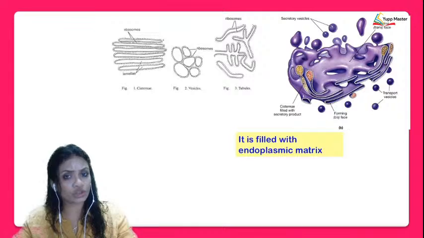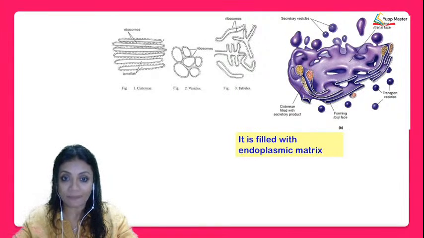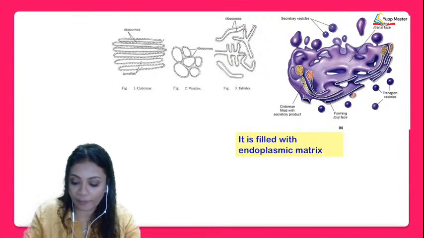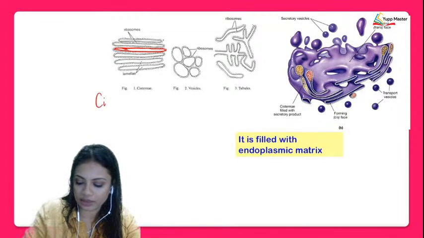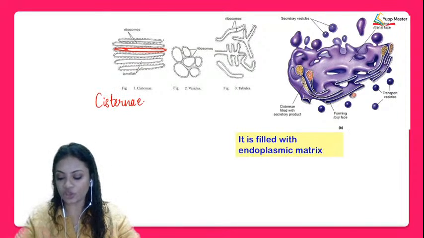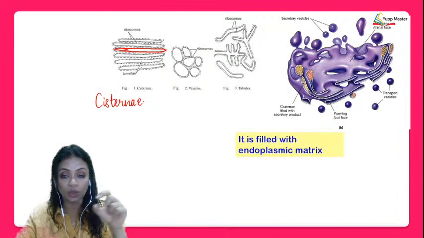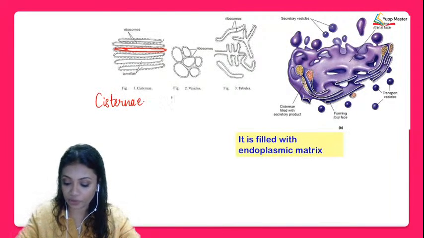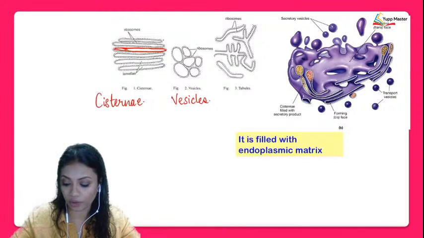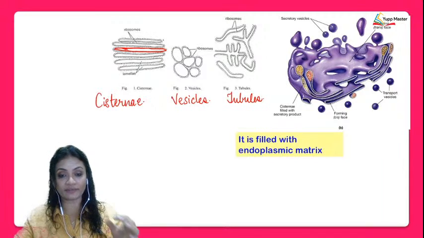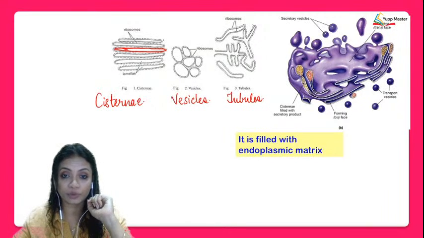Naturally, it is going to be filled with matrix. Look at the different shapes. The first shape is like tubes here. These are called cisternae. The second shape is round, vesicle-like. So these are called vesicles. The third one, can you see here how they are branched? Those are called tubules. So you have cisternae, you have vesicles, and then you have tubules.